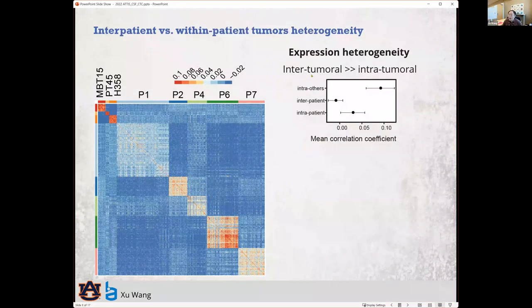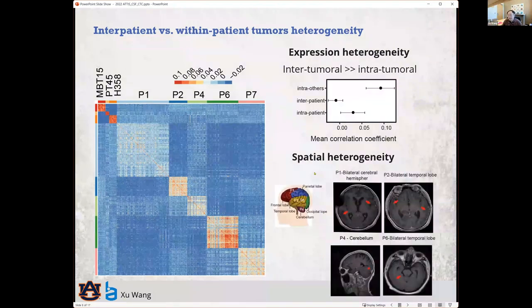So when we were comparing inter-tumor versus intra-tumor heterogeneity, the gene expression is highly correlated within each patient because they form clusters in the t-SNE plot and in the correlation matrix. This interpatient heterogeneity could be partially explained by spatial heterogeneity because the location of the solid tumor is quite diverse, from the cerebral hemisphere or the temporal lobe or even in the cerebellum. So this spatial variability could contribute to the expression heterogeneity we observed.